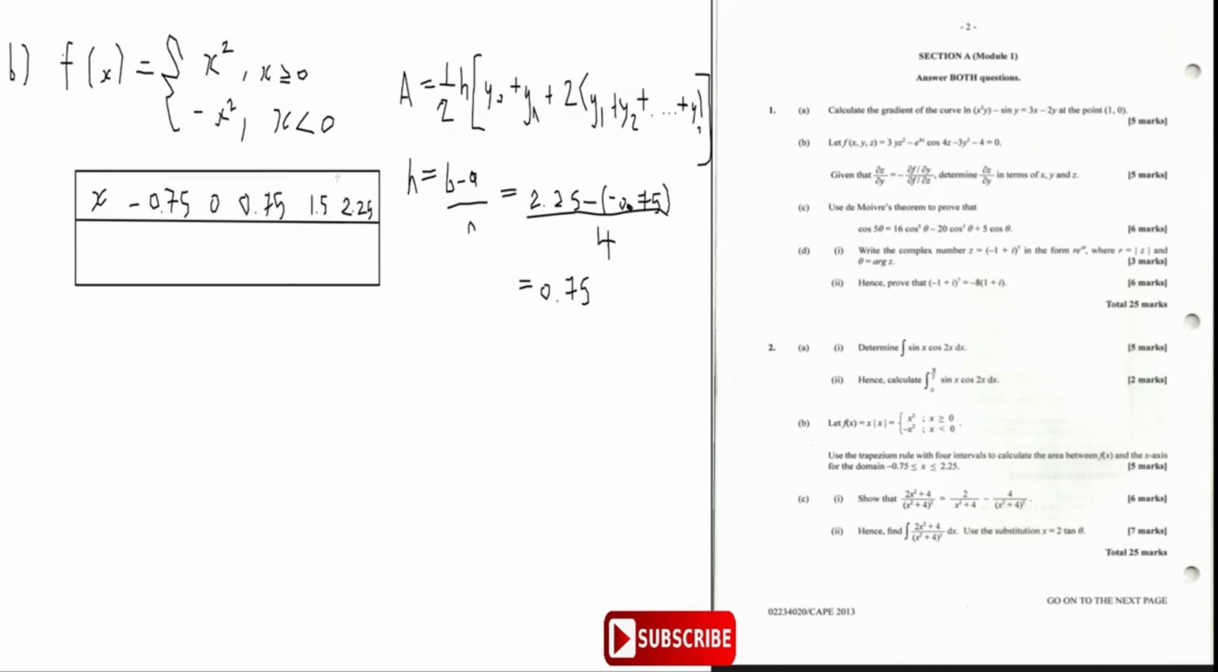Nice. Now next you need is to find the corresponding y values for each of these x values. To find the corresponding y value, you're going to have to look to the function.